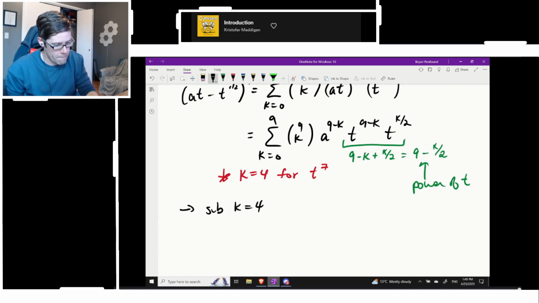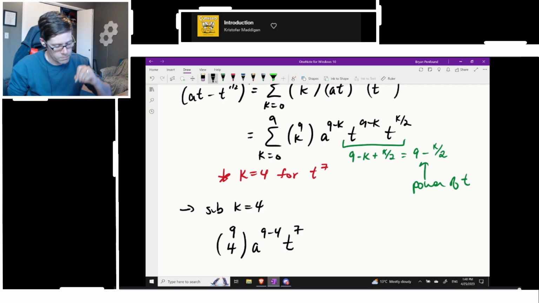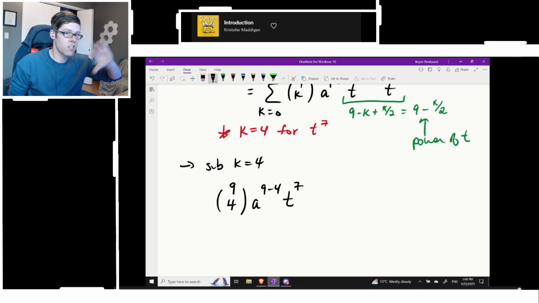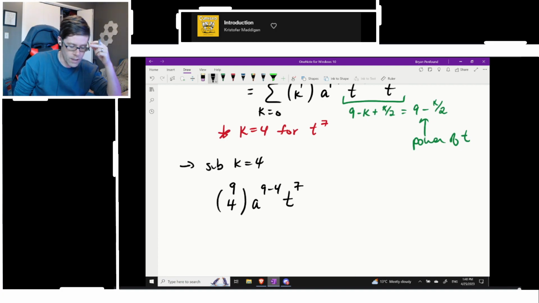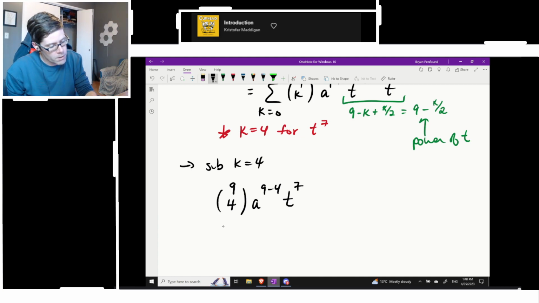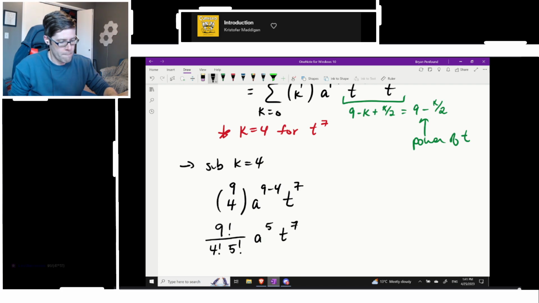If we do that, we're going to get 9 choose 4, a to the 9 minus 4. And it's going to be t to the 7, right? Because we've solved for a specific value of k. So t to the 7. And so simplifying this other stuff should give us the coefficient of t to the 7. I have no idea what 9 choose 4 is, but we can probably figure that out. This is 9 factorial over 4 factorial 5 factorial? Is that how that works? A to the 5? Something like that.